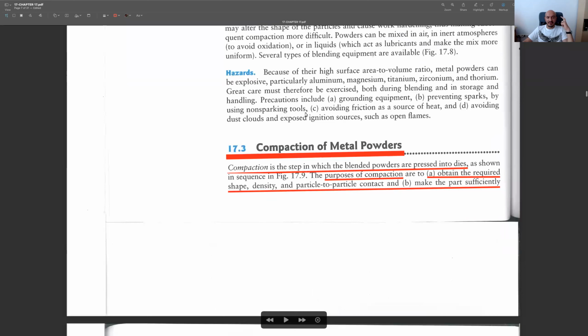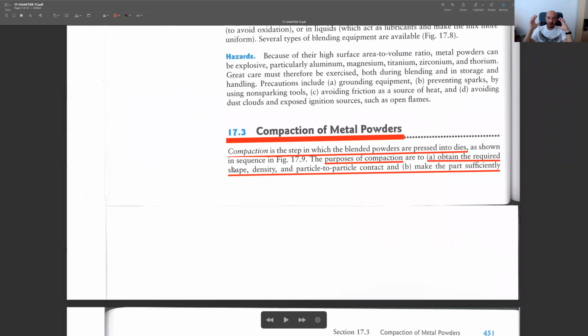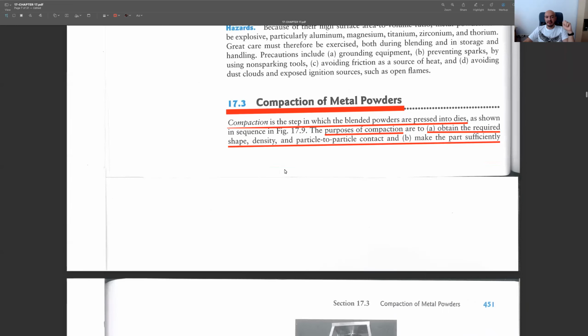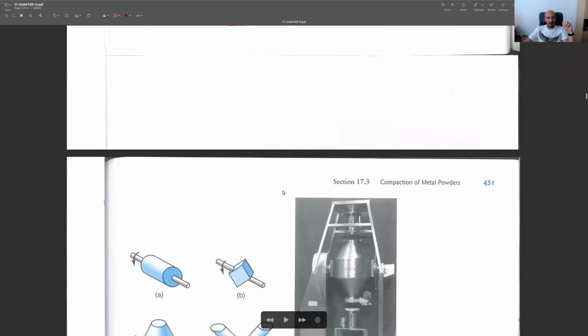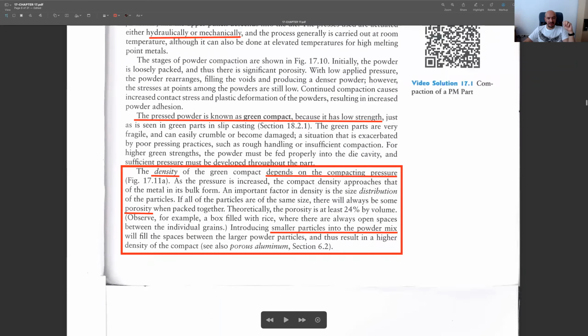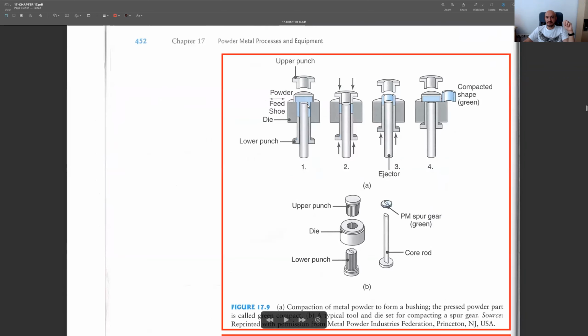Now we are done with the two stages. The third stage is pressing, compacting these metal powders. So how do we do it? Let me show you a sketch here. This is our die opening, by the way. We feed our powders into this opening and then apply pressure with a punch. And then this is an ejector.